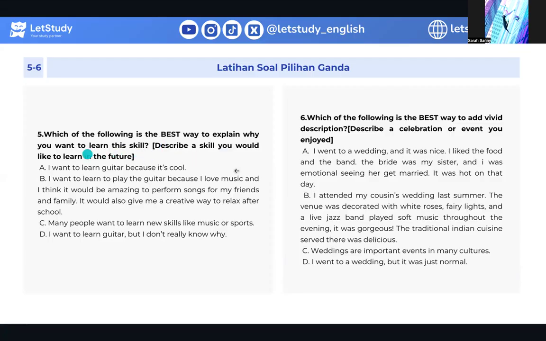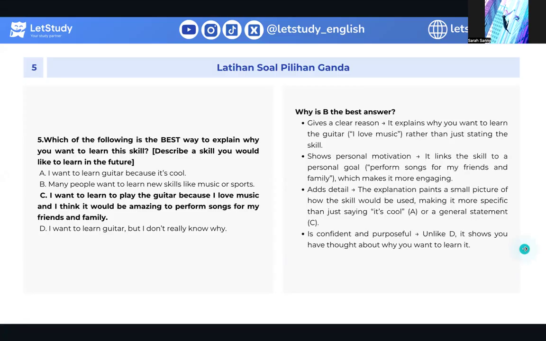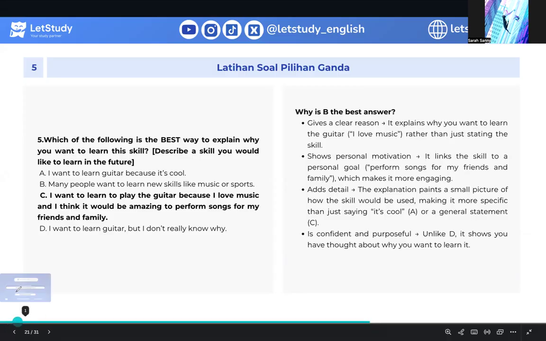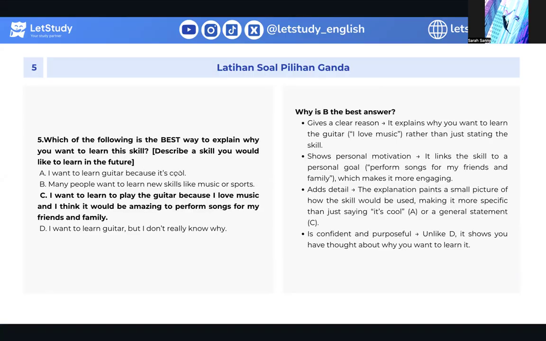Describe a skill you would like to learn in the future. Now, A is I want to learn guitar because it's cool. Again, sebenarnya nggak apa-apa, tapi lebih bagus kalau dijelaskan why you think it's cool. So, I want to learn guitar because I think it's cool. I think it's cool because I went to this band and the guitarist played the guitar very well. And from this experience, it makes me want to learn guitar more.